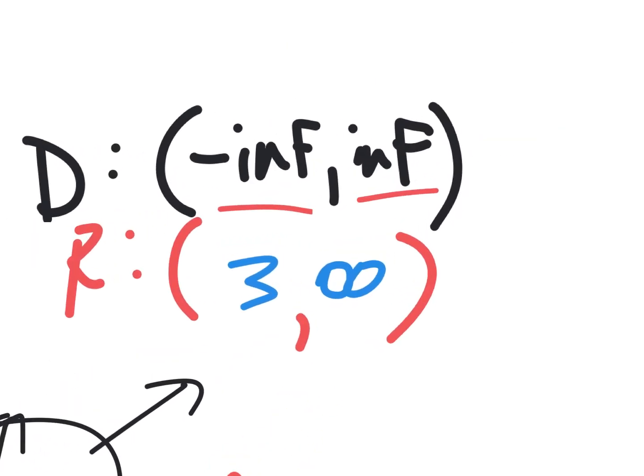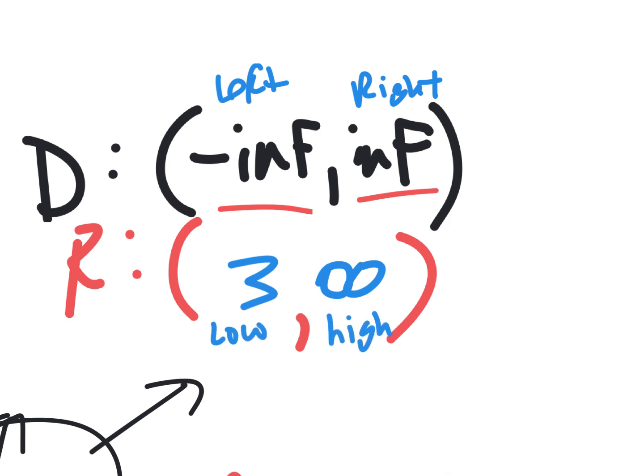So domain goes from left to right. Range goes from how low it goes to how high it goes. Domain's left, right. Range is low to high. Remember, it's got to be the smaller number first. 3 is way smaller than infinity, so you should probably check those because it's going to happen.